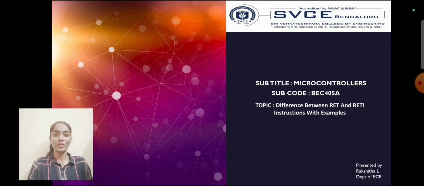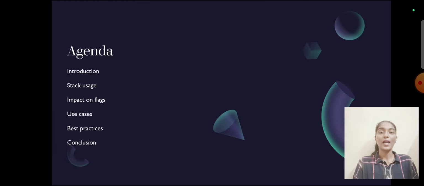Today we are going to discuss our subject, Microcontrollers, subject code BEC405A, on the topic: difference between RET and RETI instructions with examples. Let's know its agenda: introduction, stack usage, impact on flags, use cases, best practices, and its conclusion.